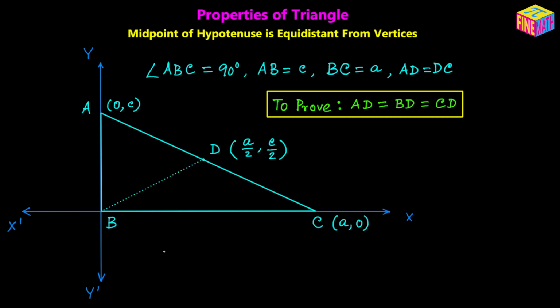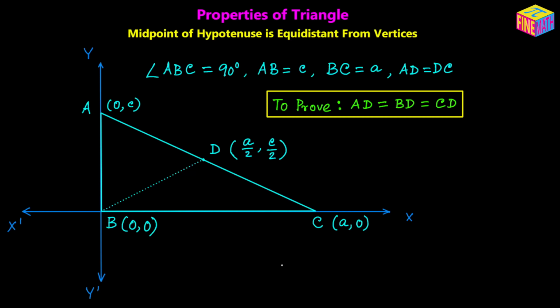And of course, what would be the coordinates of the point B? Well, that would be 0, 0, because B is coincident with the origin. So B's coordinates would be 0, 0. Now we know the coordinates of all 4 points. So the next step would be to calculate the distances. So let's first calculate the distance AD.